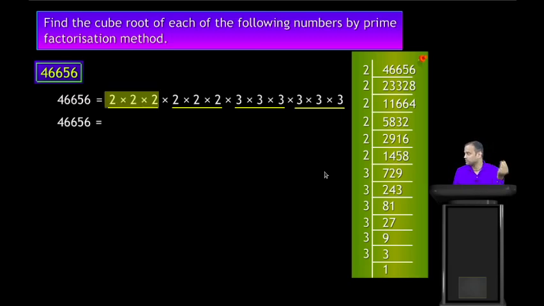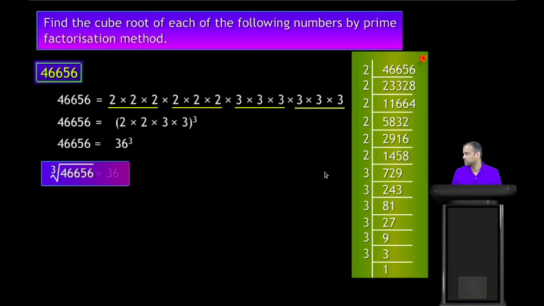So from this we can pick 2, then 2, then 3, then 3. Now multiply all these numbers. What will you get after multiplying? Yes, it is 2 2s are 4, 4 3s are 12, 12 3s are exactly 36. So this is the cube. So it is 36 cube, and the cube root of this number is 36.